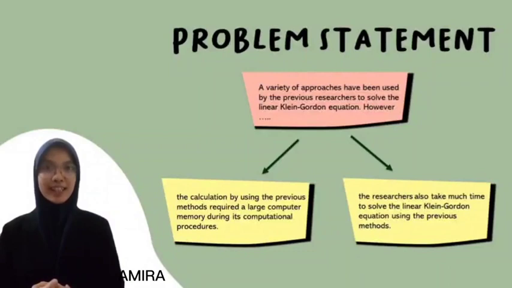For your information, a variety of approaches have been used by past researchers to solve the linear Klein-Gordon equation. However, the calculation using the previous methods requires a large computer memory during the computational process. Besides, the researchers also take too much time to solve the linear Klein-Gordon equation. Therefore, in this study, we introduce a new method named Integral Iterative Method to solve this problem.